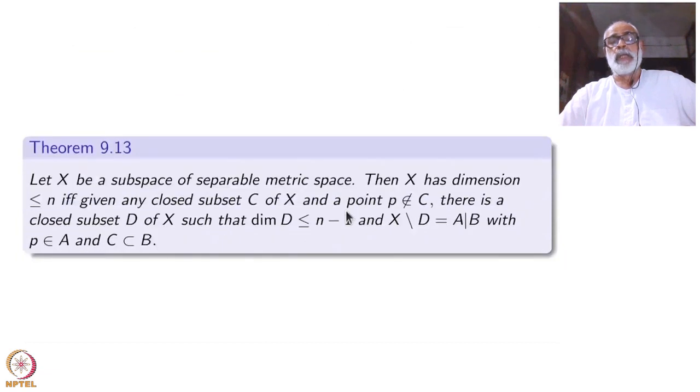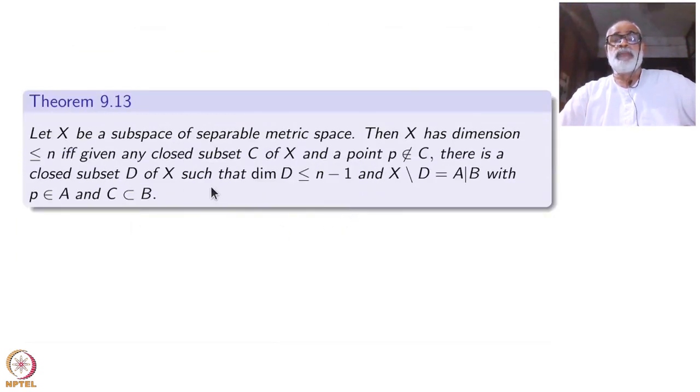Alright. Okay, next theorem: let X be a subspace of a separable metric space, any space for that matter. A separable metric space you start with. Then X has dimension less than or equal to n if and only if, given any closed subspace C of X and a point P outside C, there is a closed subset D of X such that dimension of D is less than or equal to n minus 1 and X minus D is A disjoint union B, with P inside A and C inside B.